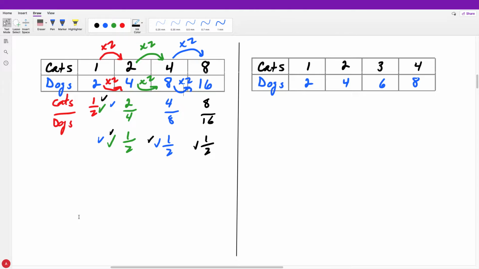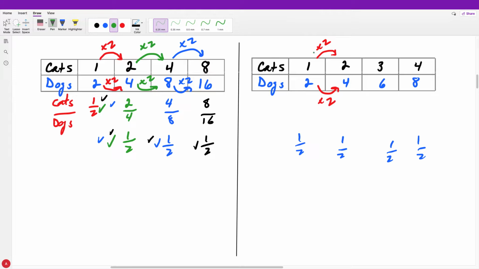The one thing, though, that you need to be aware of is if we look at this next table I have, all of these also simplify to 1/2. So they all do follow the same ratio. However, if you look here and say, okay, well, 1 times 2 gives me 2, and 2 times 2 gives me 4. So that means they're following the same ratio. You might not know, okay, well, 2 times what gives me 3? Maybe you don't know that off the top of your head.